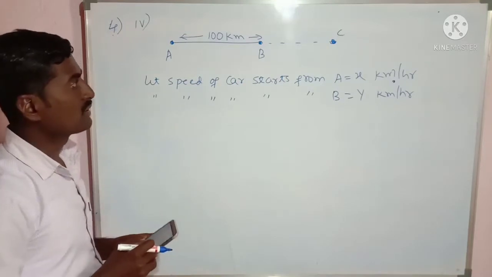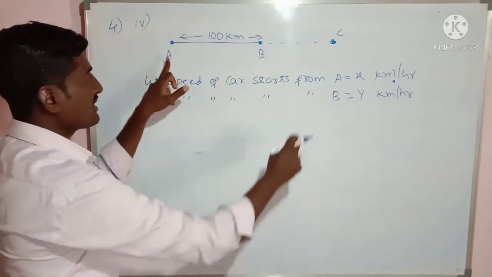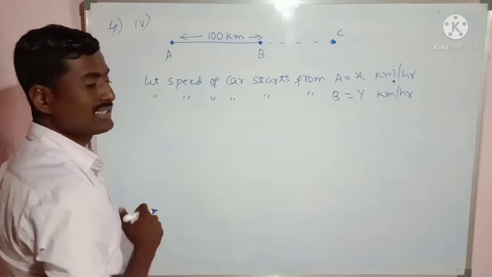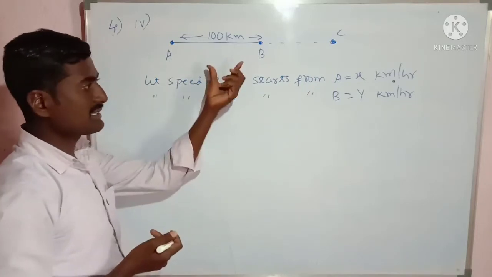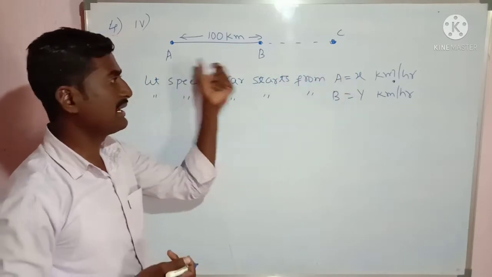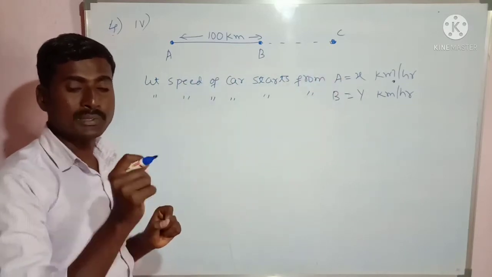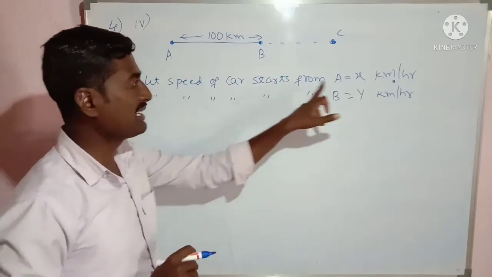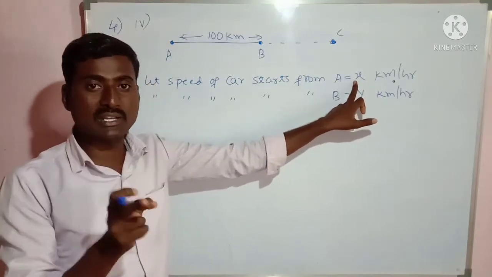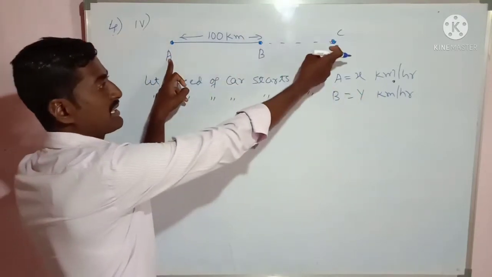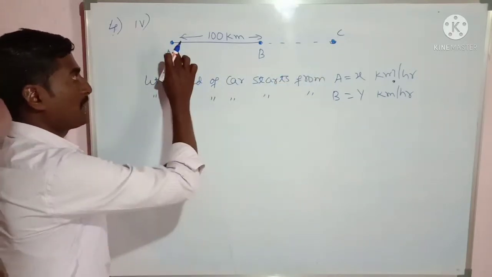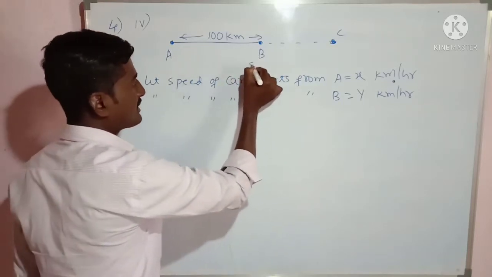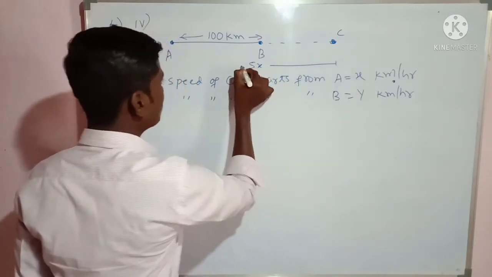Now I will ask you the question: what is the distance covered by the car from point A? For A the speed is x. Speed equals distance divided by time, so distance can be written as speed into time. Speed is already x. Time is how many hours? They said after 5 hours they will meet, so the journey from here to here is 5 hours. So the distance covered by car A is 5x. So 5x is the distance covered from here to here.